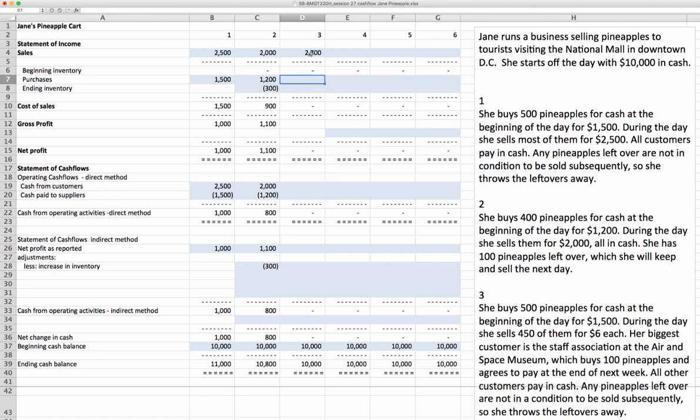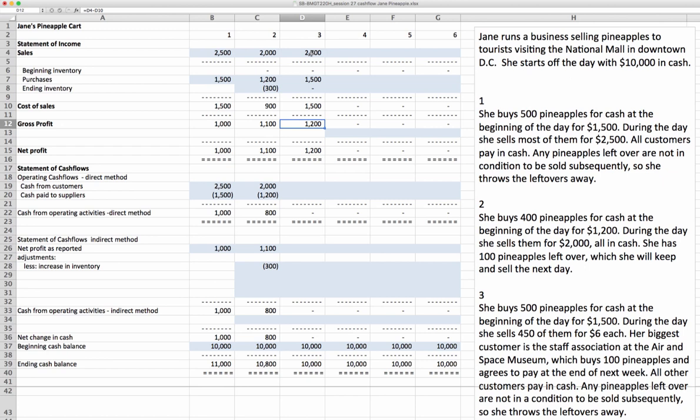The purchases were, well, we're told she buys 500 pineapples for cash for $1,500. So purchases are $1,500. And ending inventory is 0 because we're told that anything left had to be thrown out, so nothing there. So cost of sales is the same as purchases in this case. And so gross profit is, copy this across, the $2,700 sales revenue less the $1,500 cost of sales. The gross profit is $1,200. Again, there are no other expenses in this case, and so the net profit is $1,200.